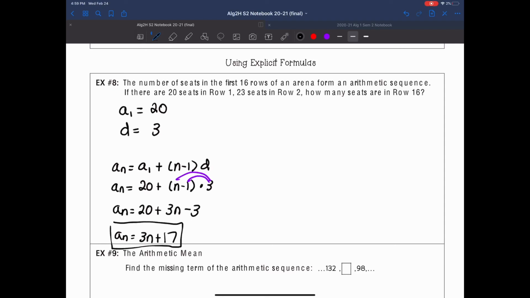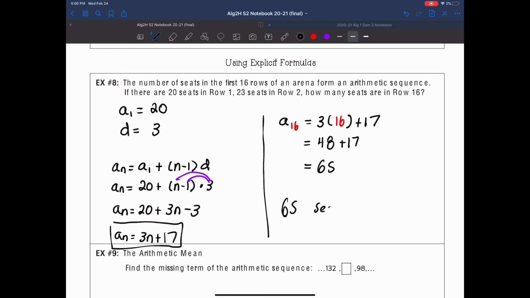So now that I found my rule, I have to figure out what the 16th row looks like. Or in other words, I'm going to find a sub 16. So let's plug 16 into that formula we just created. We have 3 times n, instead of n, I put 16, plus 17. All right. Well, 3 times 16 gives me 48. So I have 48 plus 17. And I know that 48 plus 17 is going to give me a final answer of 65. So I have found that there are 65 seats in row 16. And that is my final answer.